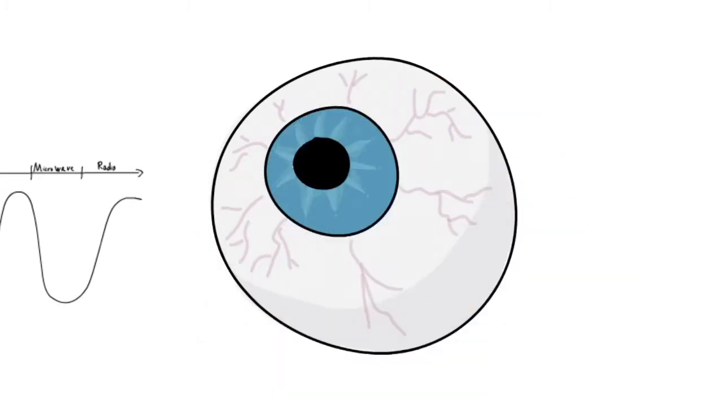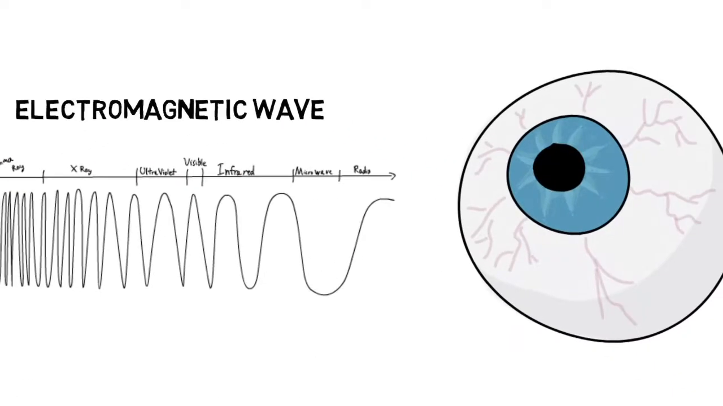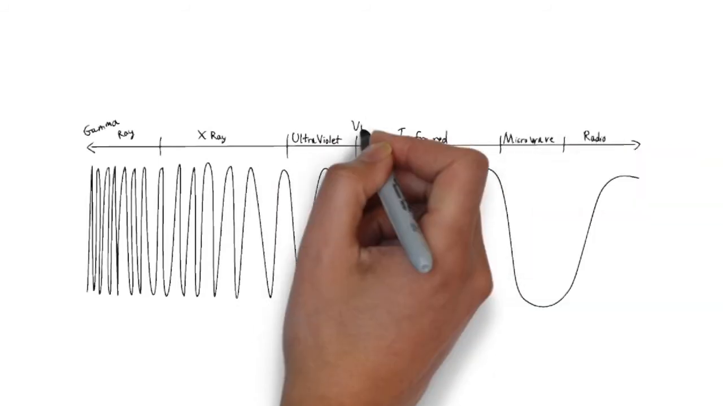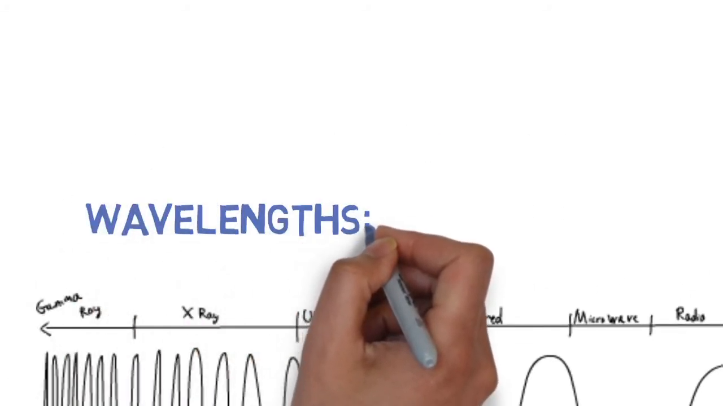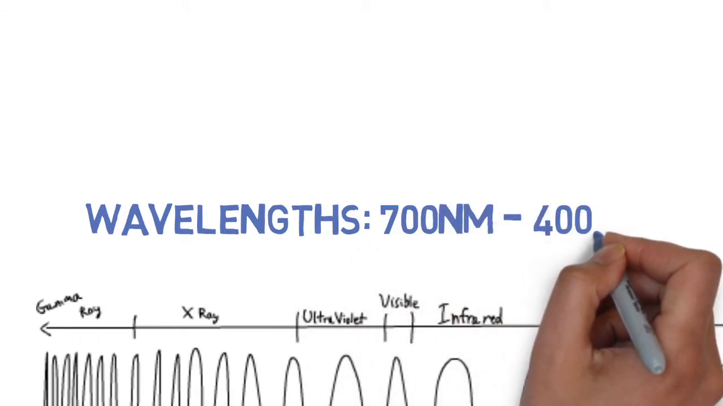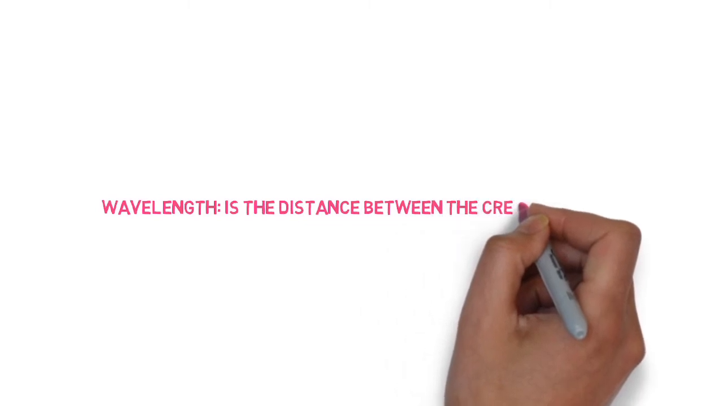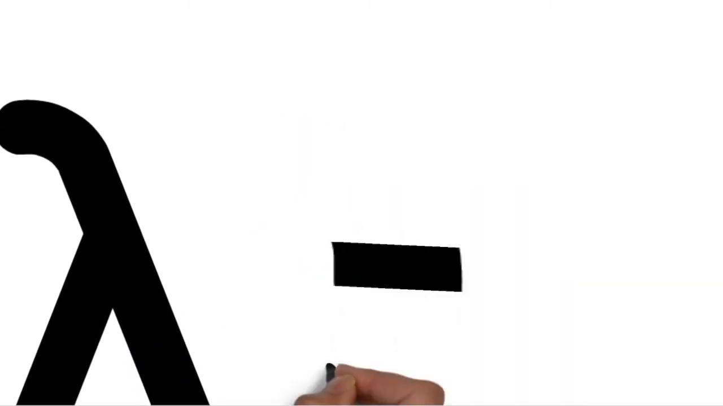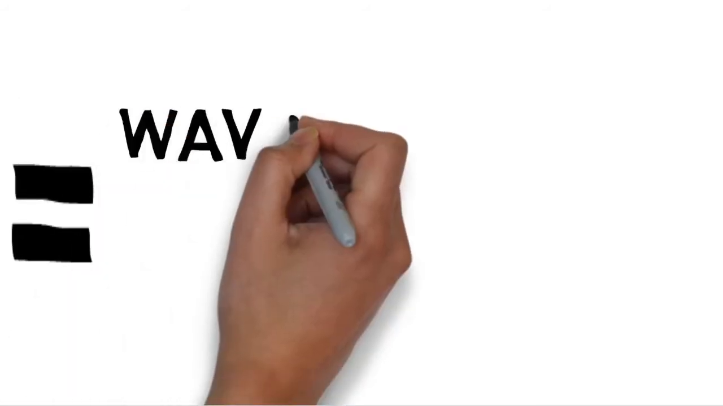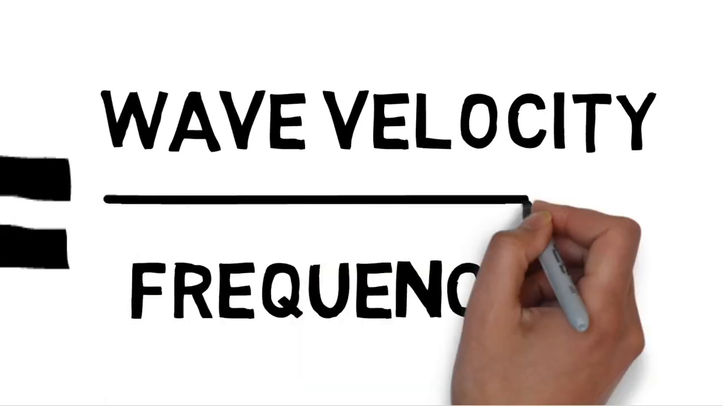The visible light region consists of a spectrum of wavelengths that range from approximately 700 nanometers to approximately 400 nanometers, which is the unit in which wavelength is measured. Wavelength is the distance between the crests of a wave. Wavelength is expressed with the Greek letter lambda. It is equal to the velocity of the wave divided by its frequency and expressed in units of meters.